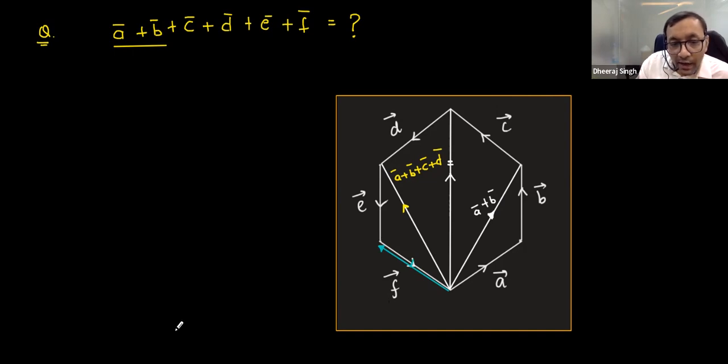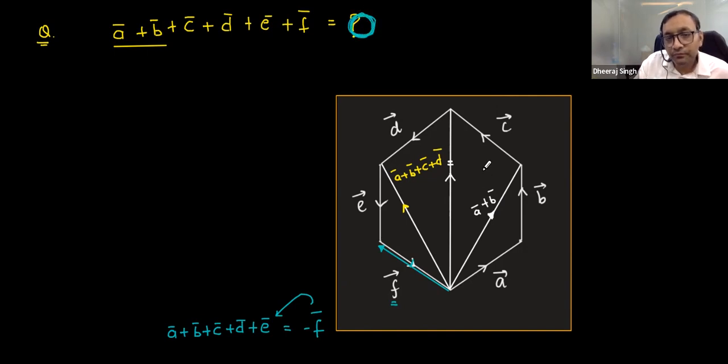Now, whatever comes out, A plus B plus C plus D plus E, do we agree that this is equal and opposite of F? This is equal to negative of F. So when you take this F that side, sum of it becomes zero.